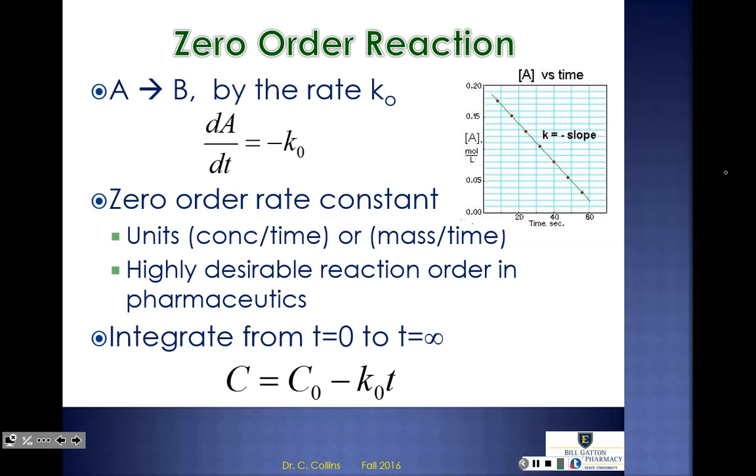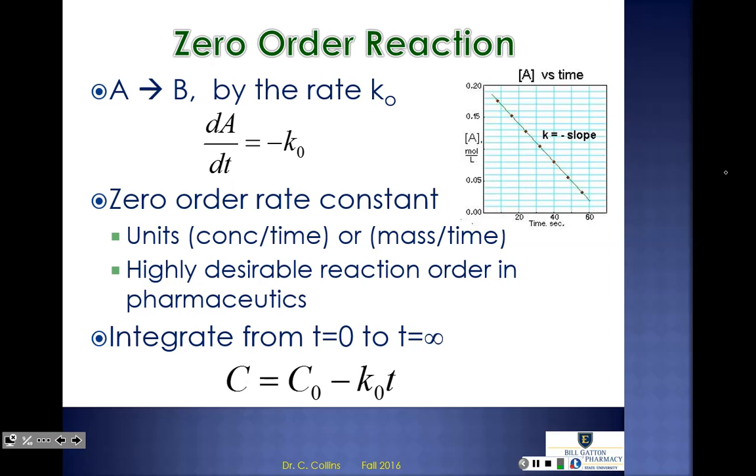So here's an equation. This is called a rate equation: dA/dt is equal to minus K0. And integrate that from T0 to T equals infinity. So the concentration at any point in time, C sub T, is equal to C0, the initial concentration, minus K0, which is the zero order rate constant, times time. So this is a zero order equation.